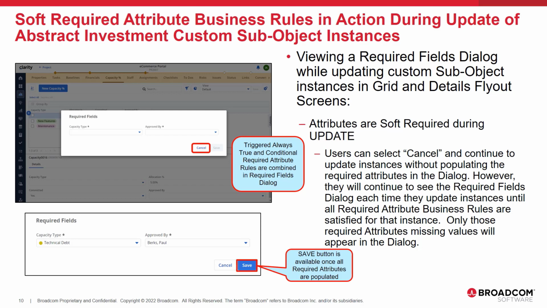So if they go in and update any attribute in the record that may not even be required, as soon as that value is saved, it will save the value, but they'll keep getting this dialog until those business rules have been satisfied. And they can cancel out of the dialog or escape or navigate away from it, especially if they might not know some of the values they need to fill out. They can go back and do it later, but they will continue to get the dialog until all the rules are satisfied.